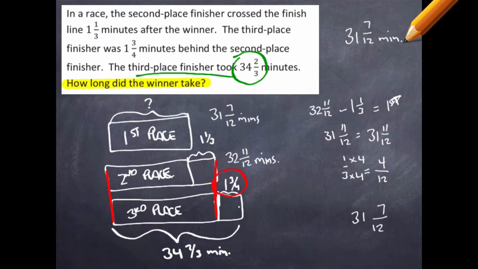So there were a lot of steps involved here, right? First, we had to find out what the second place finisher took. We had to find some common denominators. We had to work our way through that. So a lot of steps there, but you guys did well and you persevered through this.